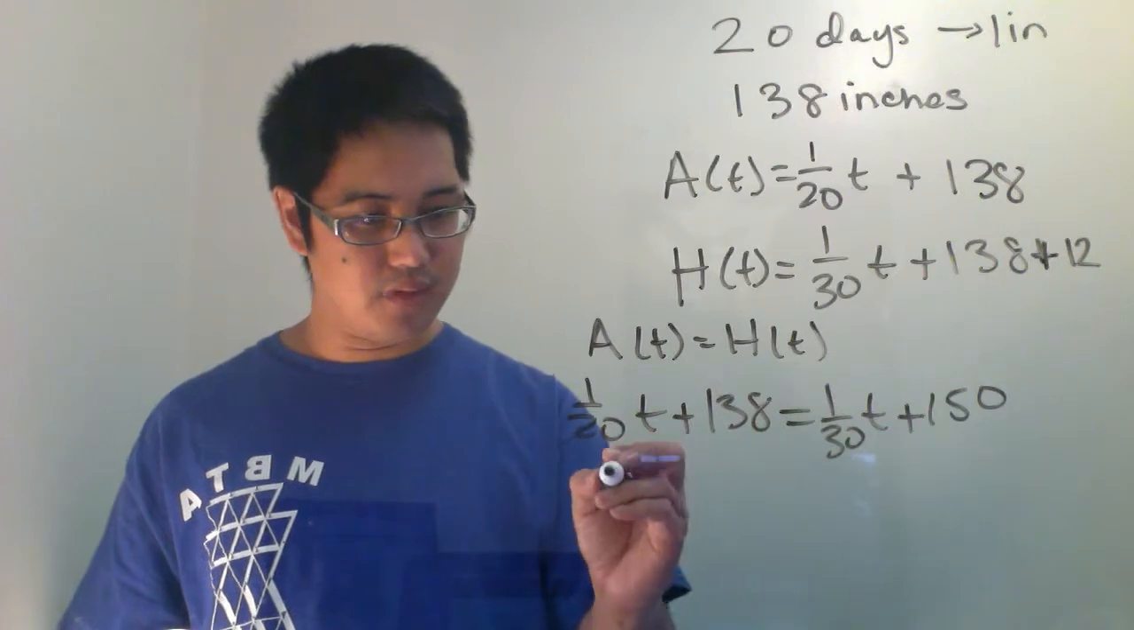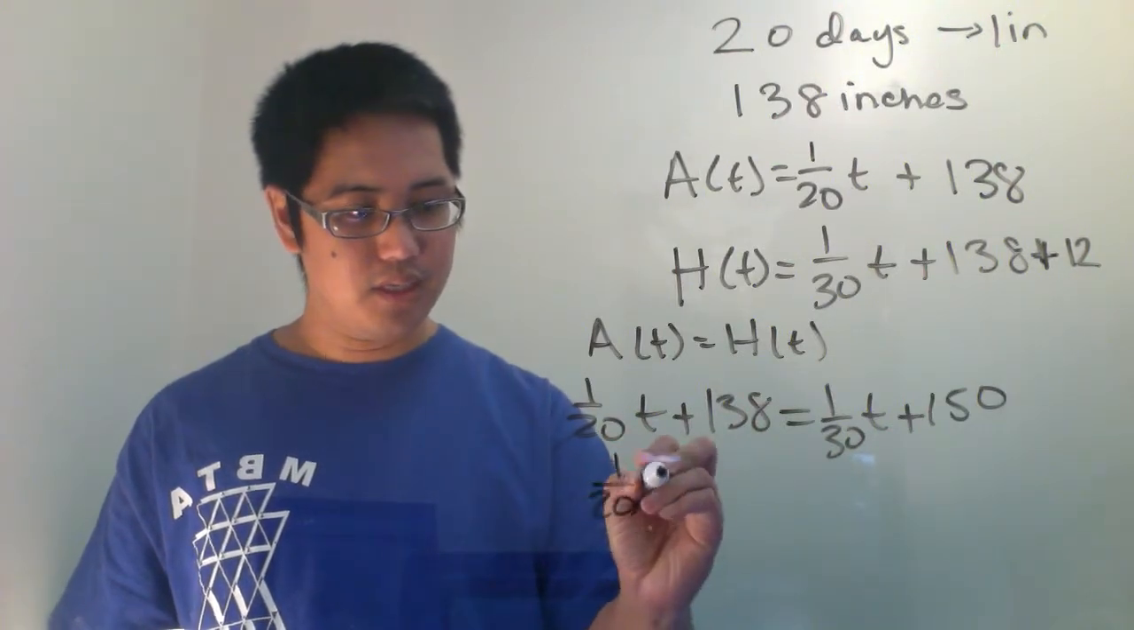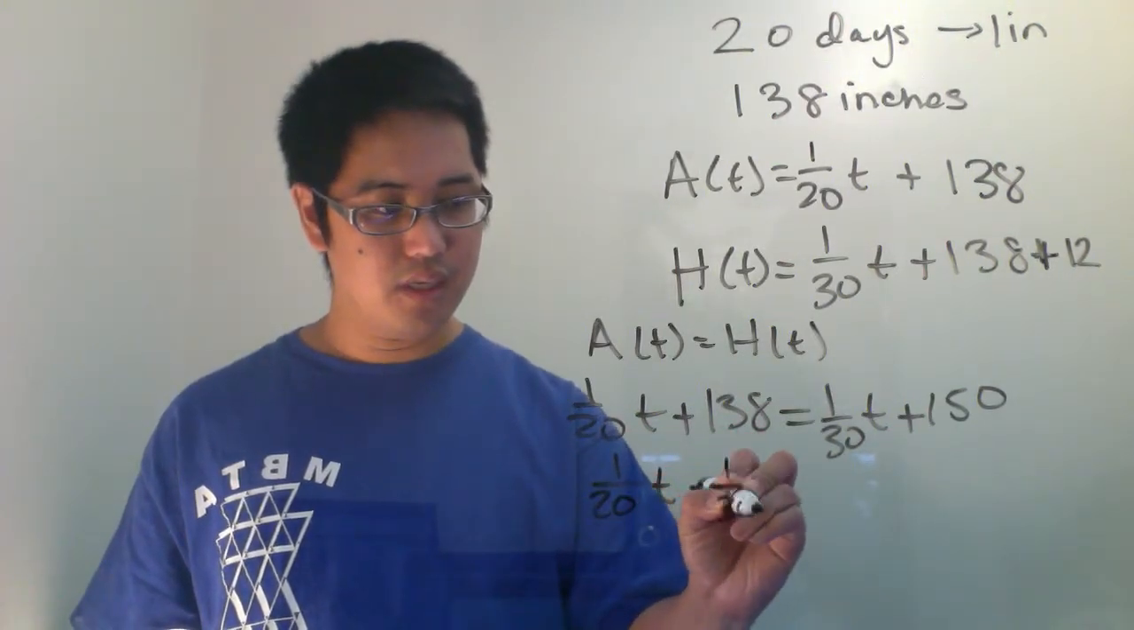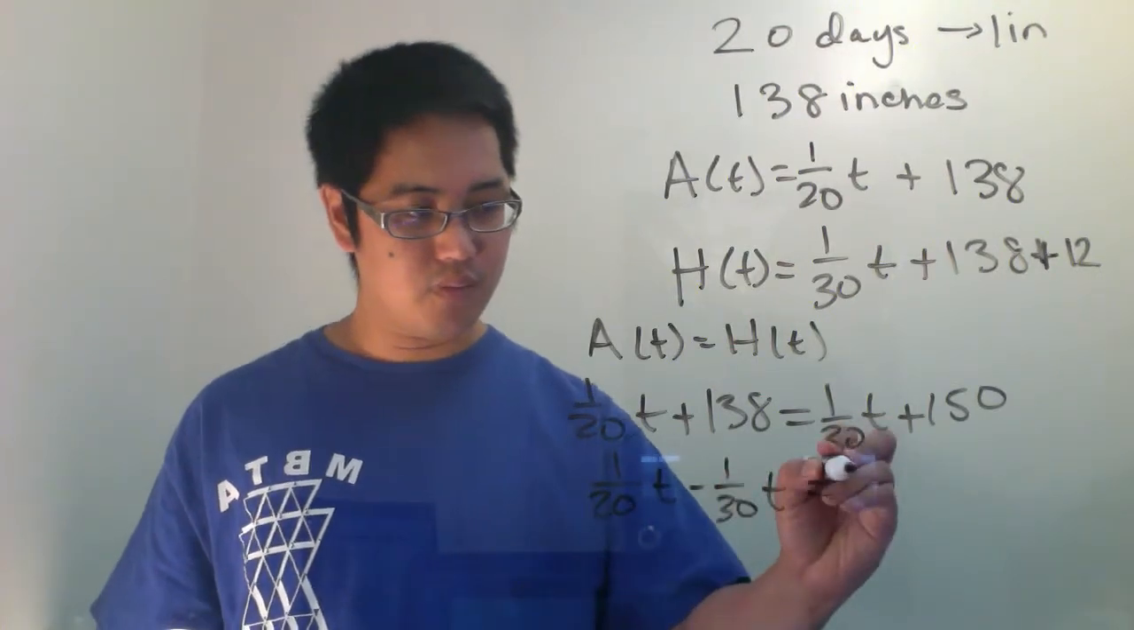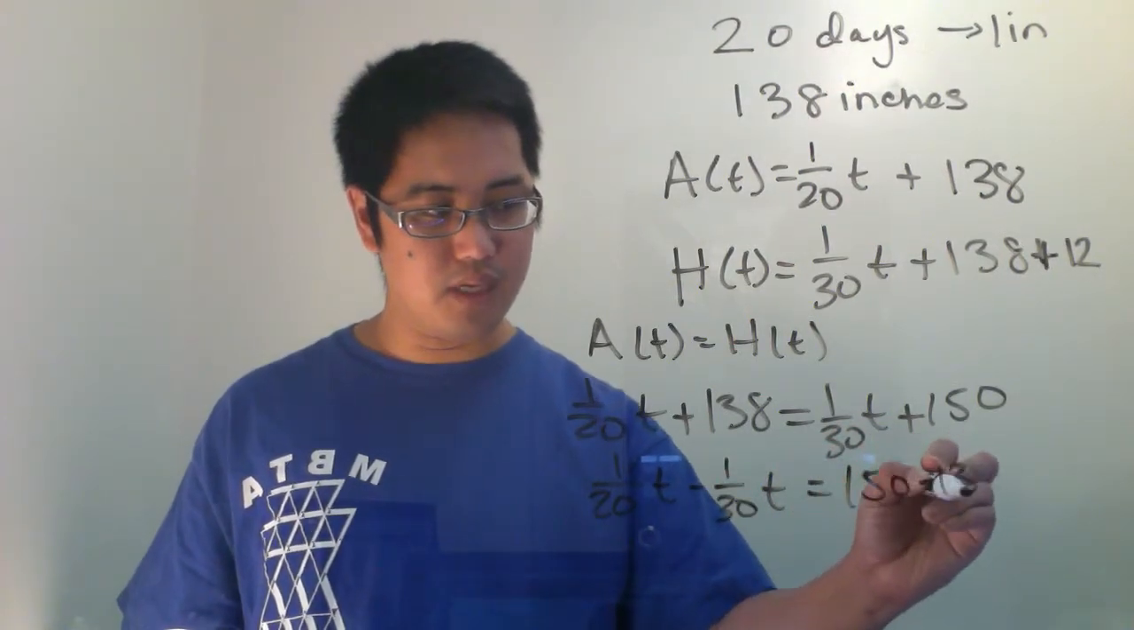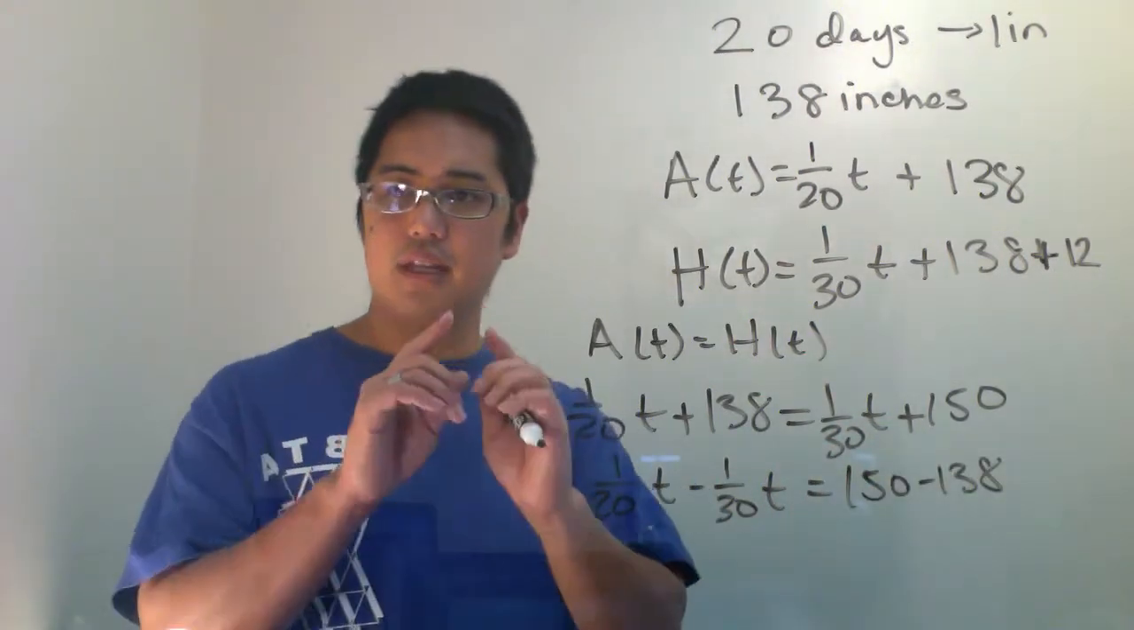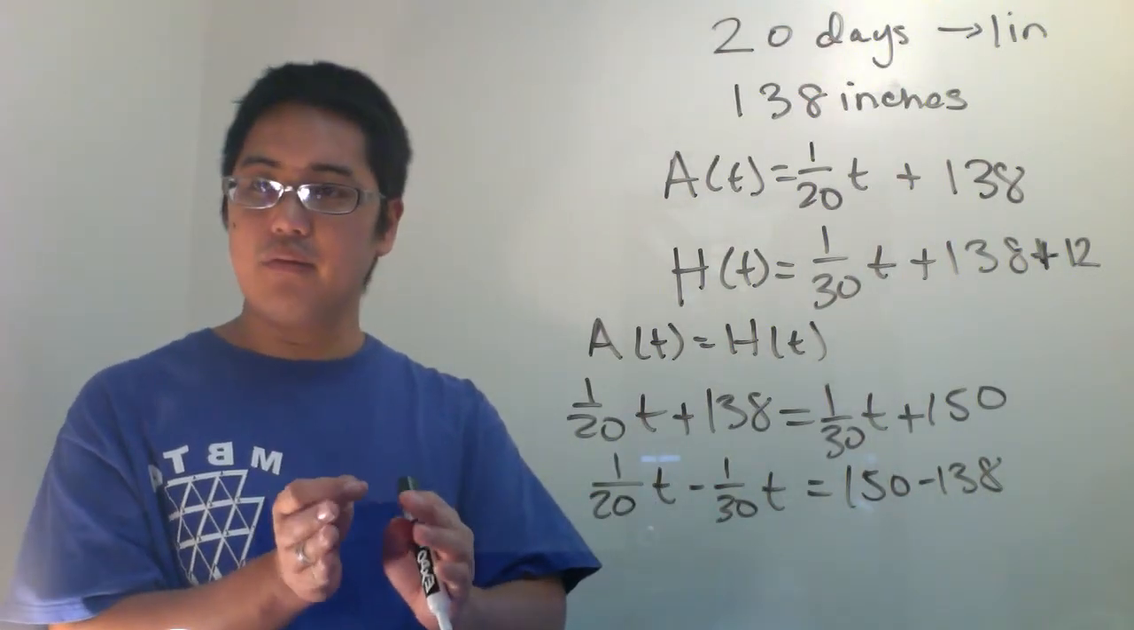Let's take this over to that side. So that would be 1 over 20 t minus 1 over 30 t equals 150 minus 138. Did I lose anybody at that step? Let me know.